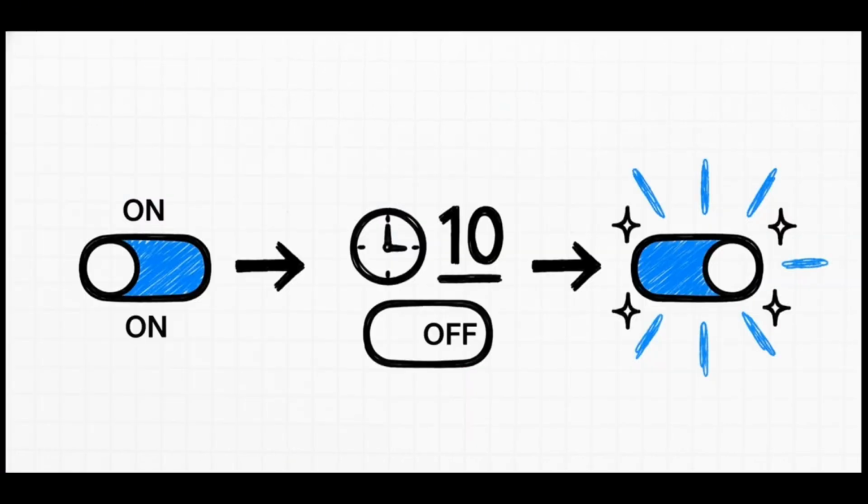Now here's where it gets a little interesting. For anybody who finds these settings are already on, the video suggests a reset. You're supposed to turn them off, wait 10 minutes, and then turn them back on. This is presented almost like rebooting your computer, something to reactivate the settings and wake up the algorithm.